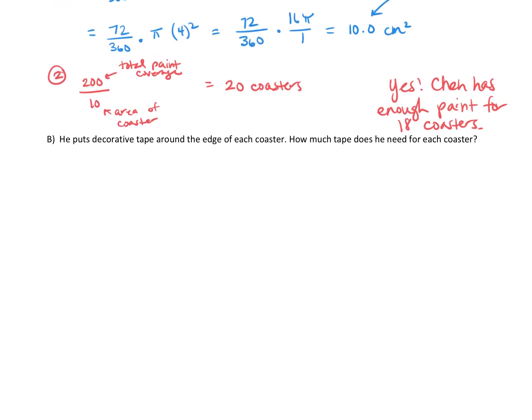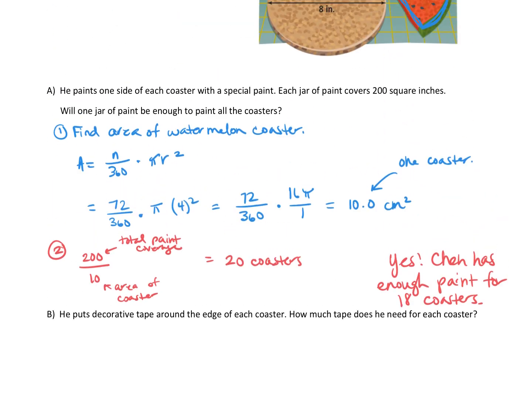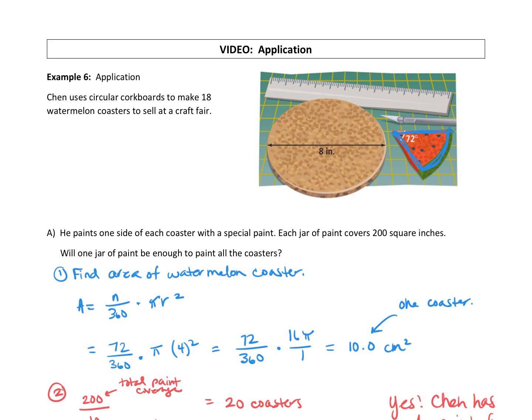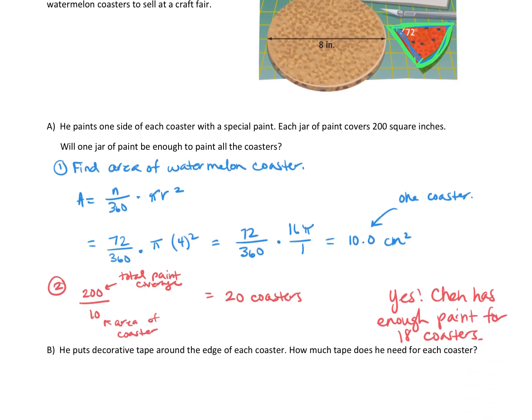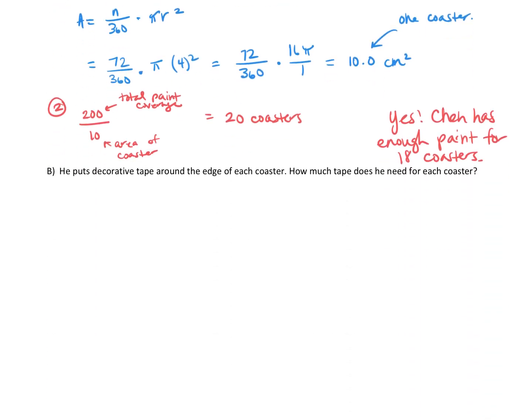All right, part B. He puts decorative tape around the edge of each coaster. How much tape does he need for each coaster? All right, so if you can picture, let's look back at the picture again. Let's say he puts tape here, he puts tape here, and he puts tape here. We want to know how much tape that is. So we've got one amount plus the other amount plus the other amount. So essentially, we are looking at perimeter. So we're going to find the perimeter of one coaster.